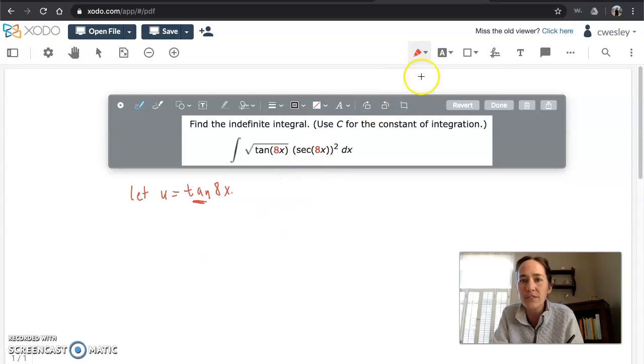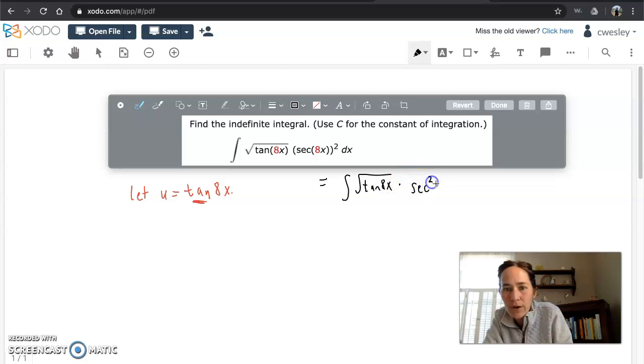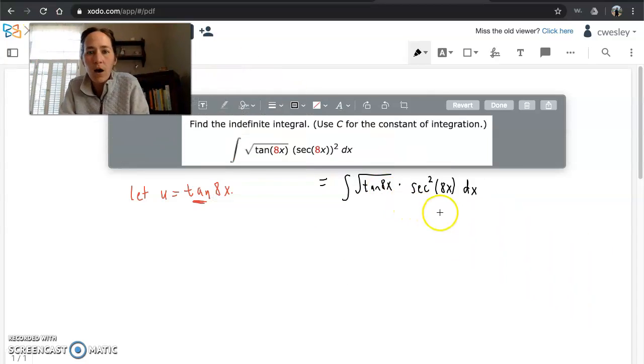I would prefer to see this. Can you rewrite the original? It might be easier if we rewrite the original actually this way. Write it as the integral of the square root of tangent of 8x times secant squared of 8x, using that trig notation where you put the square on the inside, taken with respect to x. Because now I can see that something and its derivative appears. Tangent's derivative is the secant squared, so we have a hope of getting this to cancel later.